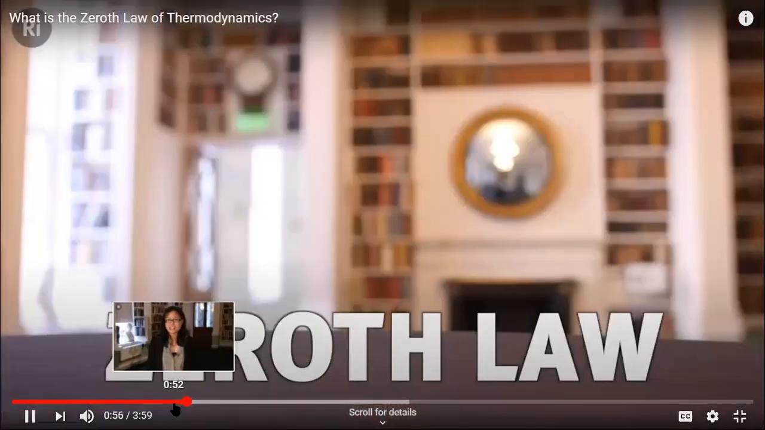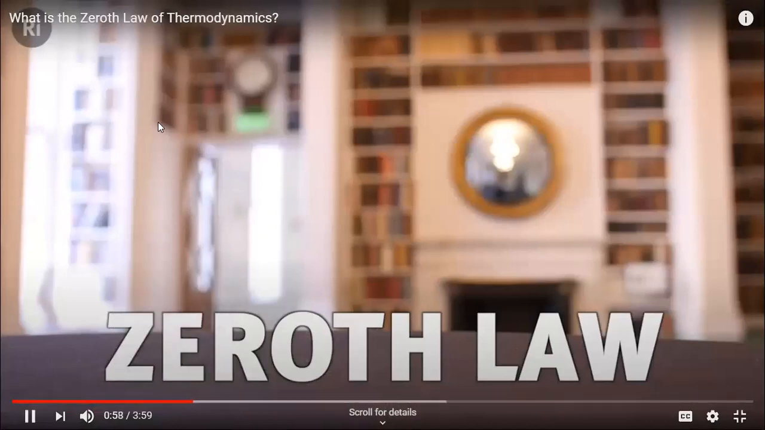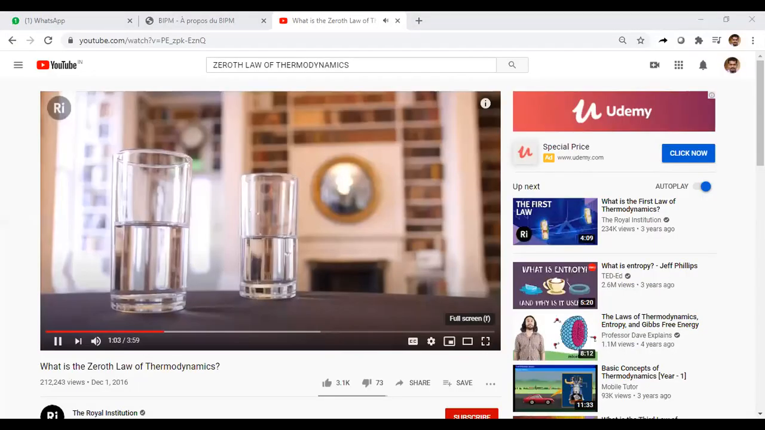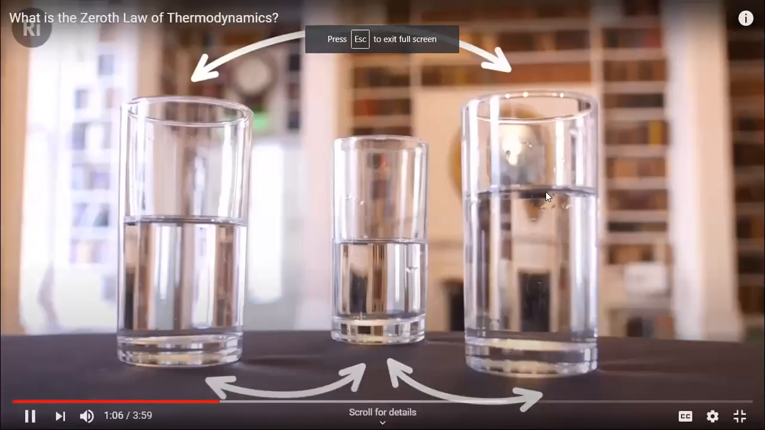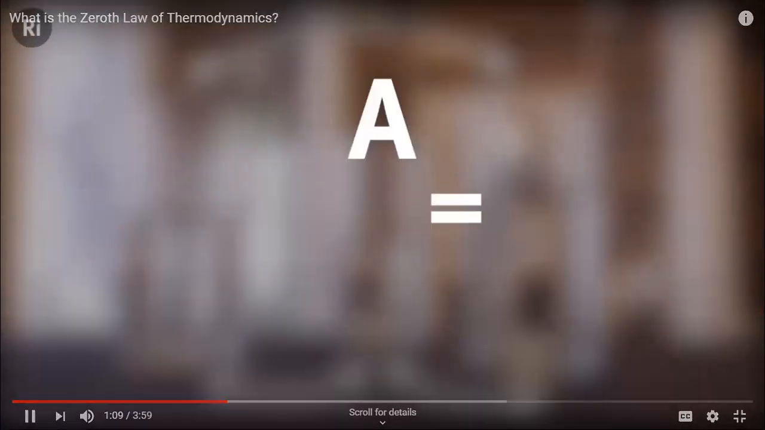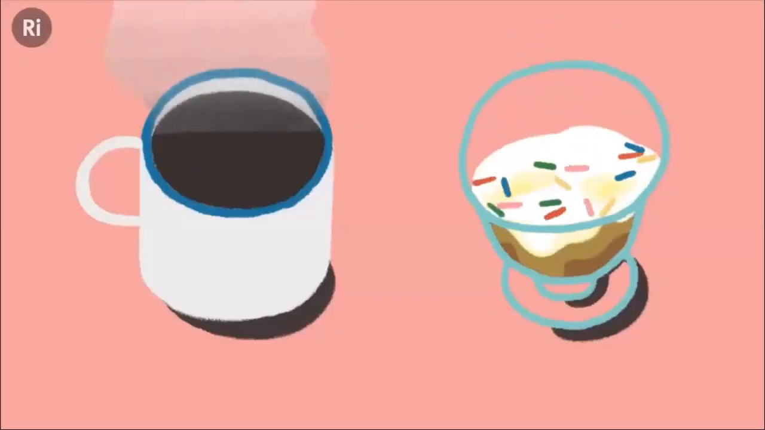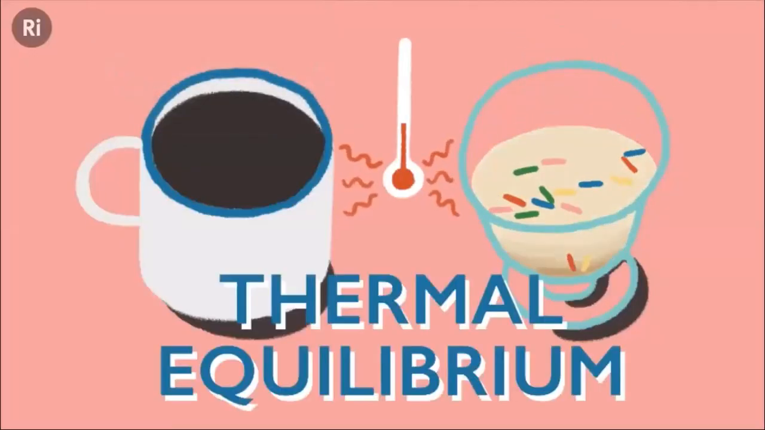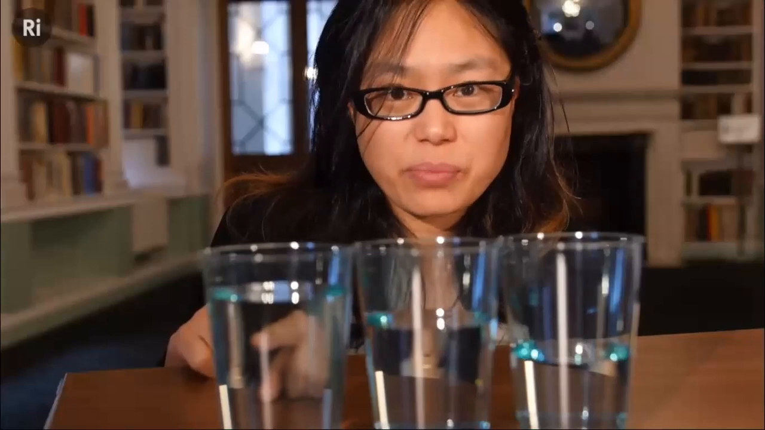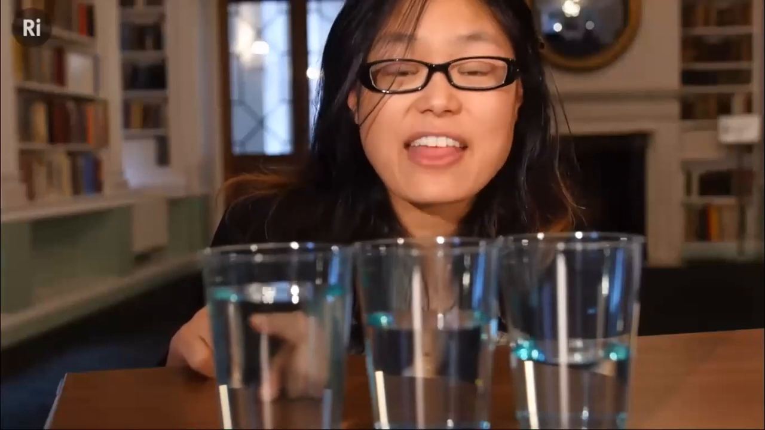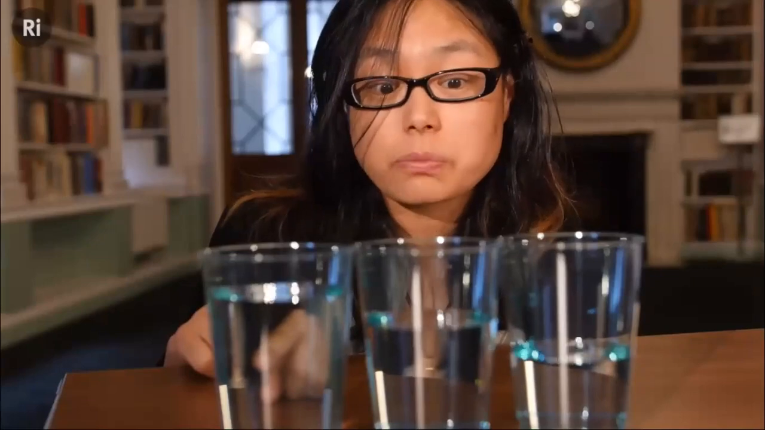The zeroth law of thermodynamics is actually an observation and states that if two thermodynamic systems are in thermal equilibrium with a third system, they are also in thermal equilibrium with each other. Or to put it mathematically, if A equals C and B equals C, then A must also equal B. If all of these three glasses are at thermal equilibrium, then we can say that they're all at the same temperature. And this is where the significance of the zeroth law lies. It lets us establish temperature as a measurable and universal property of matter.